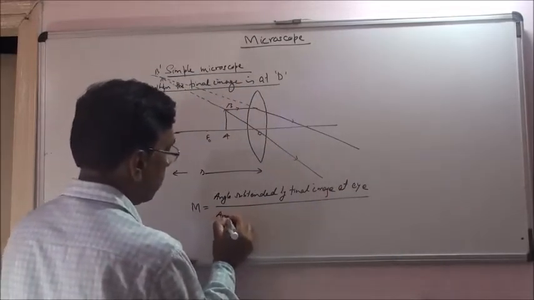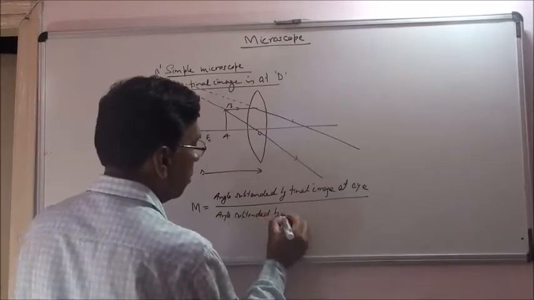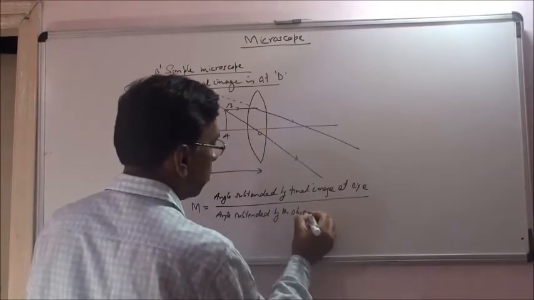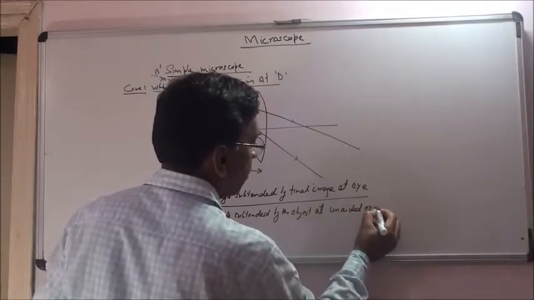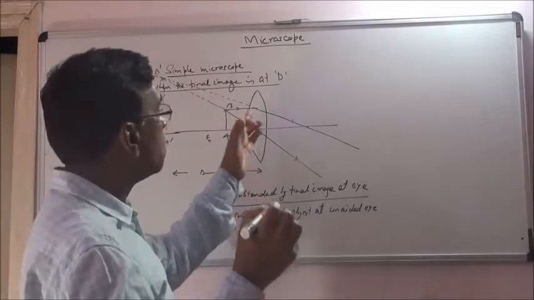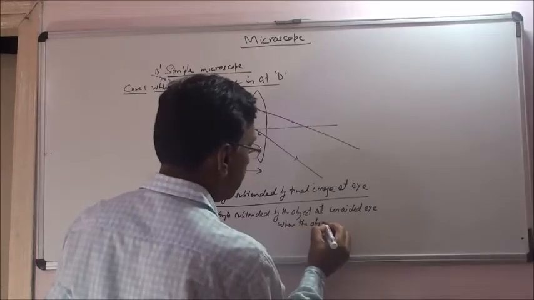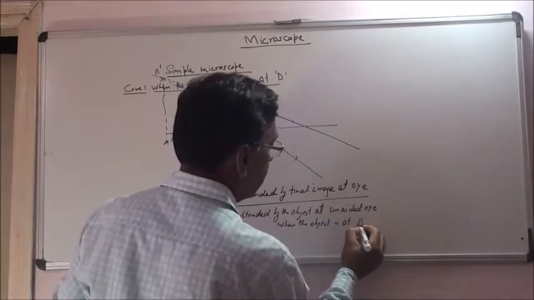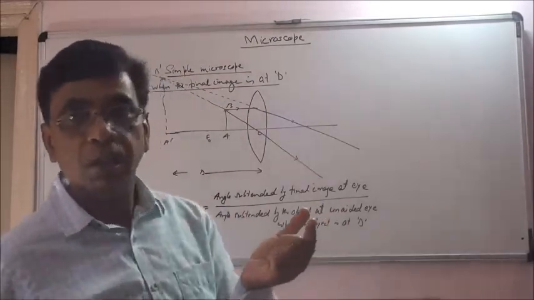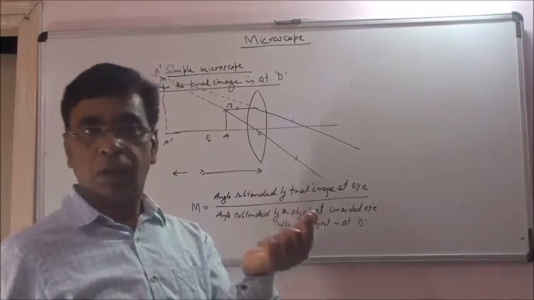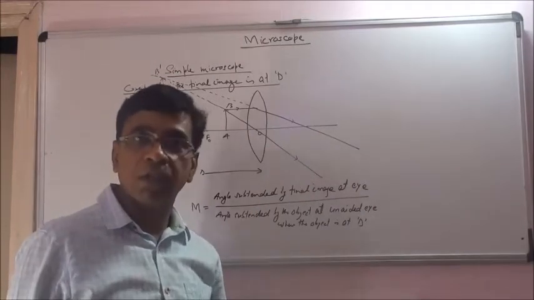to the angle subtended by the object at the unaided eye. Unaided eye means when we are not using the lens, when the object is at D. The purpose of writing this, when the object is at D, is that we have to see what is the maximum size of the image without using the instrument and then using the instrument. That will give us the magnifying power.